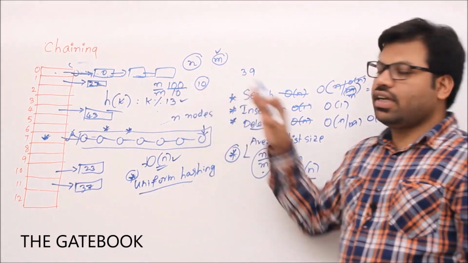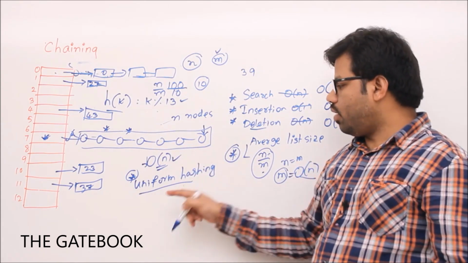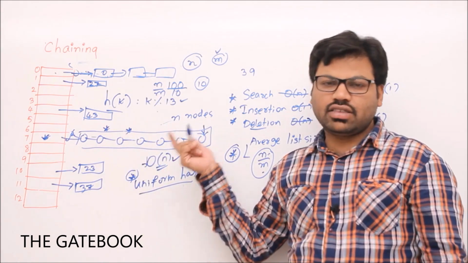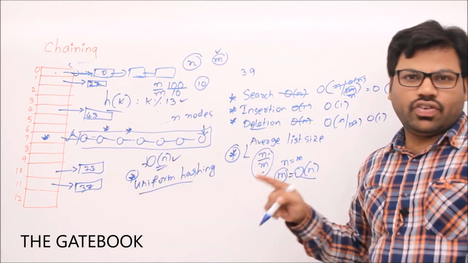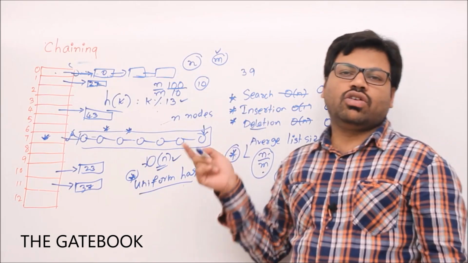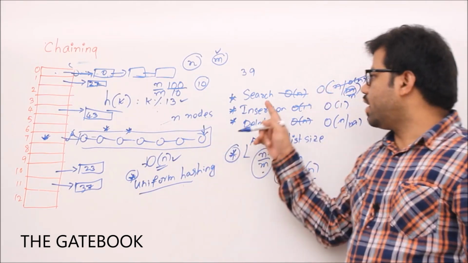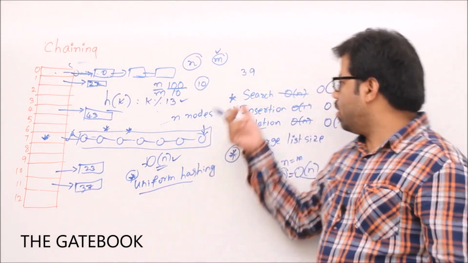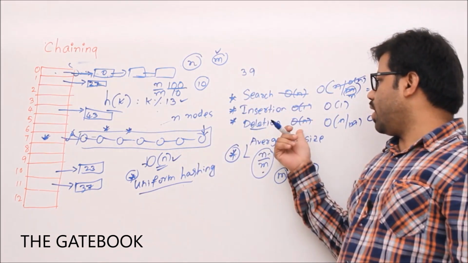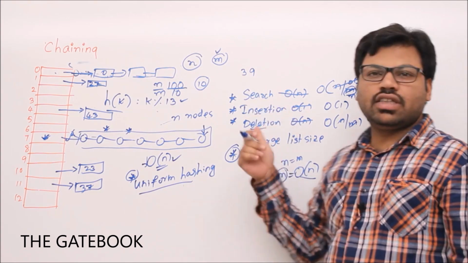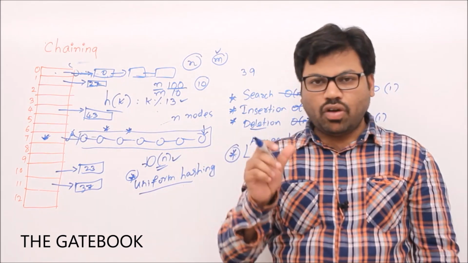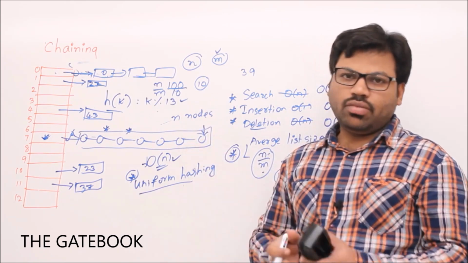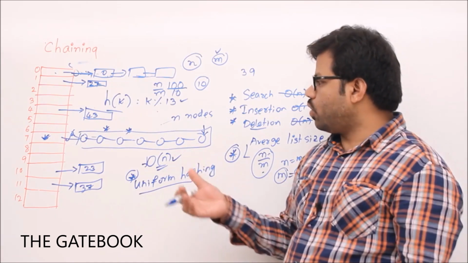So you understand chaining, right? And one important property is that on average the bucket size, the linked list length, is n by m, but in the worst case it will definitely be n. So on average the time complexity of search and deletion is order of n by m, and for insertion it is order of 1. But if you carefully plan your m so that m is order of n, then everything becomes order of 1. This is the story about chaining.